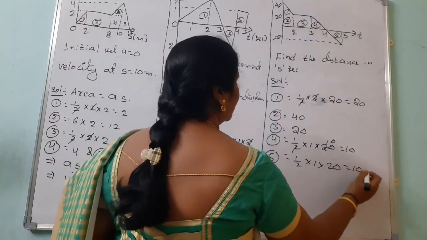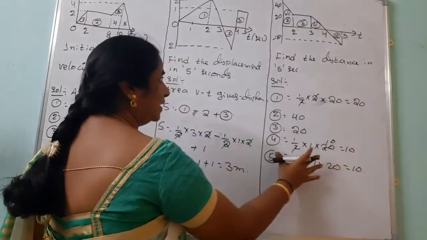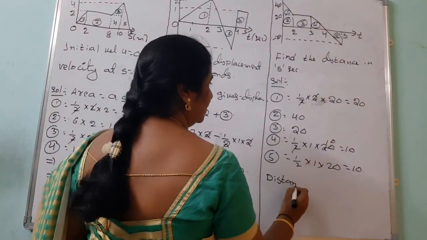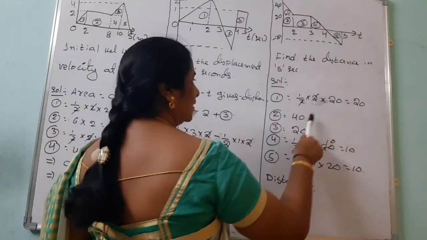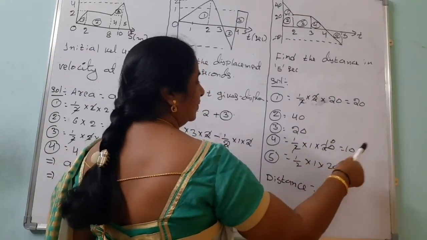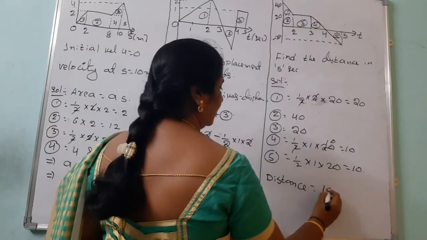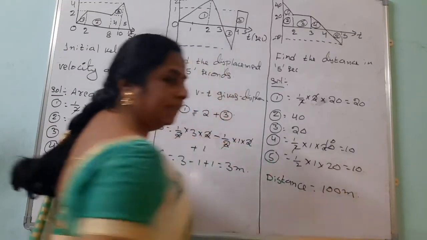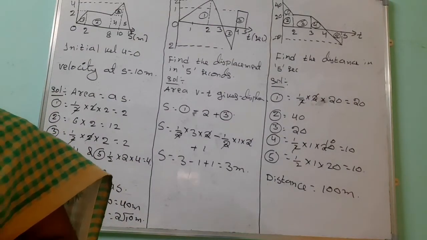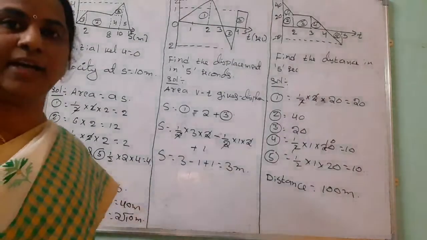So when we add all these areas, we get the distance. So distance equals 20 plus 40, 60, 80, 90 plus 10. The distance covered by the body in this case is 100 meters.